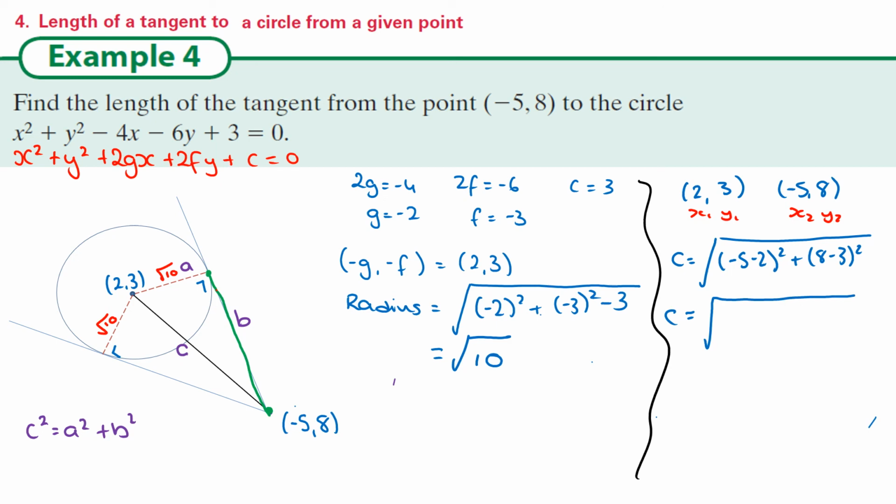So that is 49 plus 25. So that's the square root of 74. So then coming along to do Pythagoras, we have the square root of 74 squared is equal to a, which is root 10 squared, plus b squared. So b, when we work it out, so 74 minus 10, so 64, square root of 64, so that is 8 units, and that is the length of the tangent.